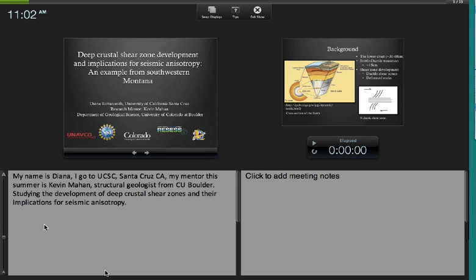Hi everyone, I'm Diana, and I'm a Banana Slug, and I'm going to be a senior at the University of California, Santa Cruz. And this summer I worked with Kevin Mahan, who's a structural geologist at CU. So this summer we're studying the development of deep crustal shear zones and their implications for seismic anisotropy.